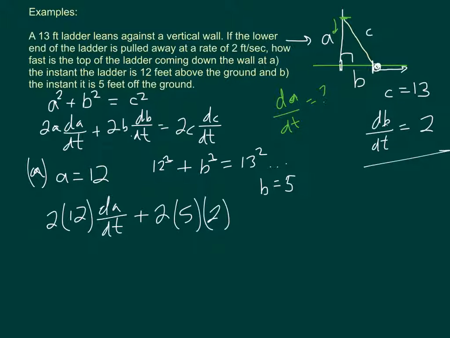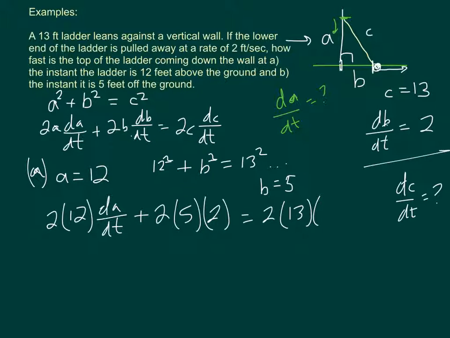This length along the bottom is changing by 2 feet per second. And that's equal to 2 times C. What's our C? Our C is 13. Times dC/dt. Well, there's a good question. What's dC/dt going to be? Again, think about what this stands for. dC/dt is going to be the change in C with respect to time.